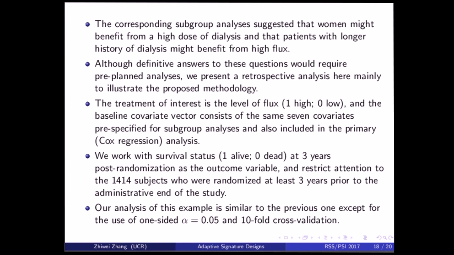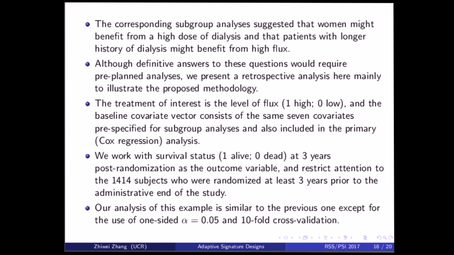On slide number 18, the corresponding subgroup analysis suggested that women might benefit from a high dose of dialysis, and that patients with longer history of dialysis might benefit from high flux. Definitive answers to these questions would require a prospective analysis plan, which is impossible in this study because we can't go back in time. So here we present a retrospective analysis mainly to illustrate the proposed methodology.